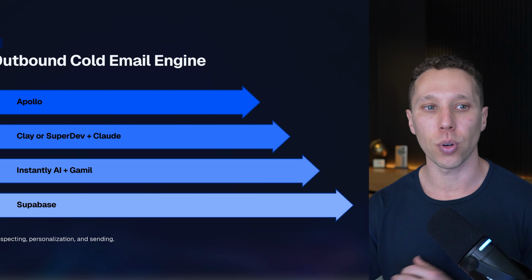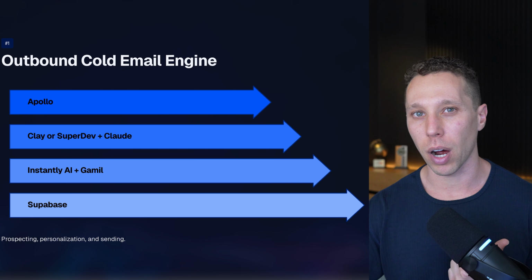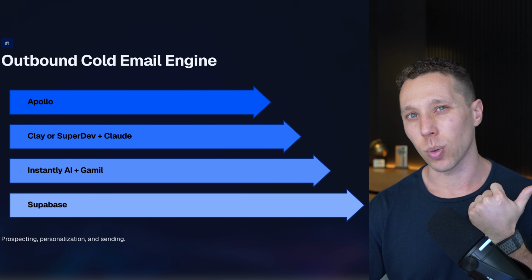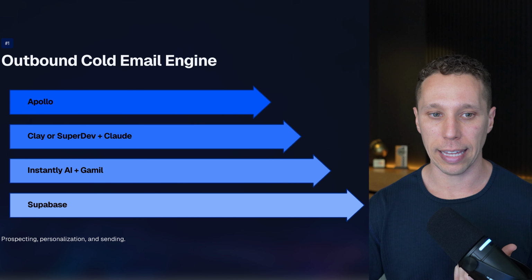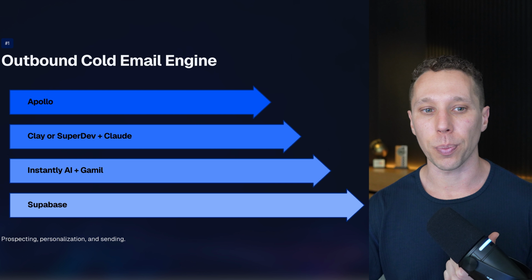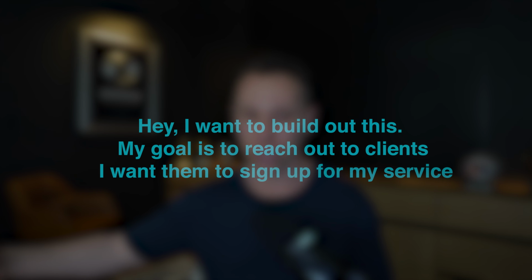So understanding, for the email outbound system, we need our data, which for this example is Apollo, but there's other tools. And then we need to ideally enrich the data, have it look at LinkedIn, have it look at Google, do something like that. So we'll use Clay, which is paid, or CertDev, which is also paid, but much cheaper. And then you can use Claude or Manus to help build this process. And again, if you basically screenshot this into any of the tools and say, hey, I want to build out this, my goal is to reach out to clients, I want them to sign up for my service, it will help you build those automations for you.